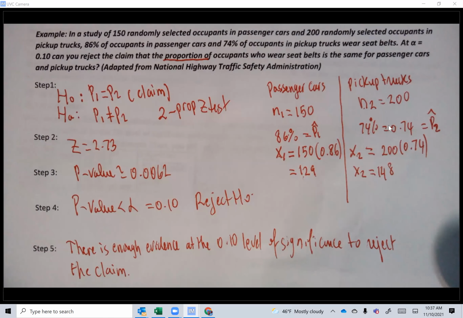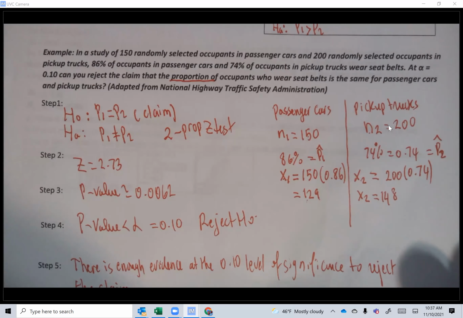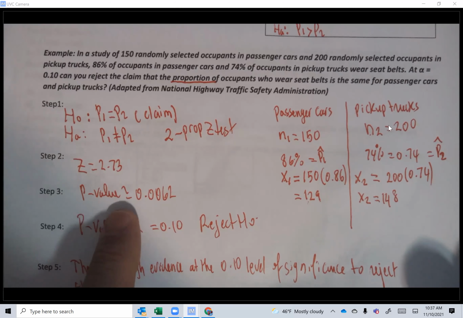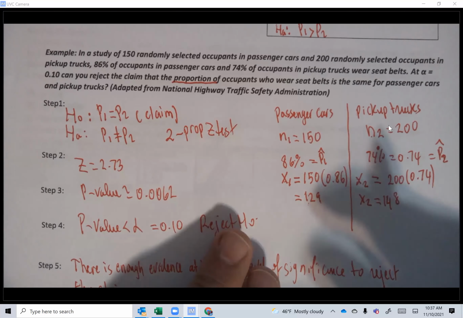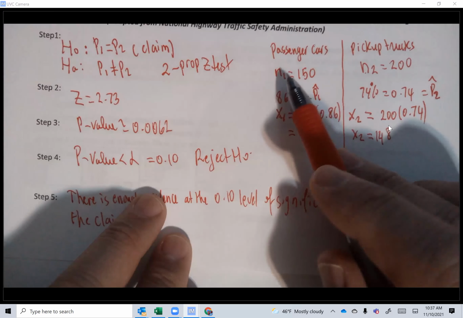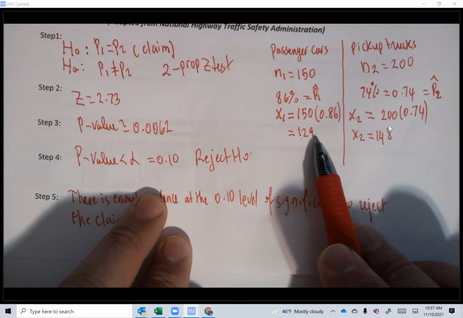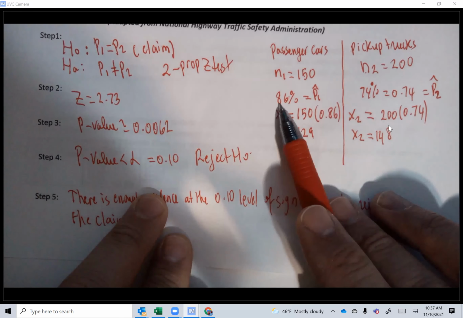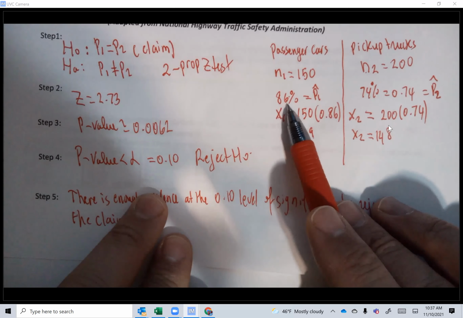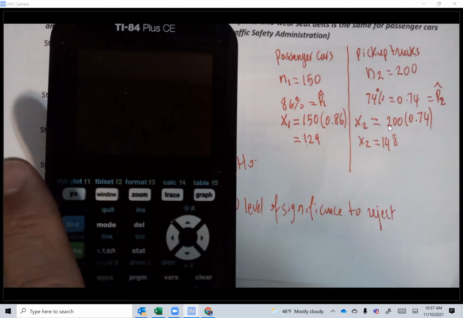So that was the first question. That's section 8.4, and that's the number. Now, if he asks you guys in the homework to verify the conditions of the test, here's how you verify them. Take N1 and multiply by P1, which is 129, that's bigger than 5. Then you have to take N1 and multiply by Q1. If the probability of success is 86%, guys, the probability of failure is 14%. So you just take 0.14 and multiply by 150.